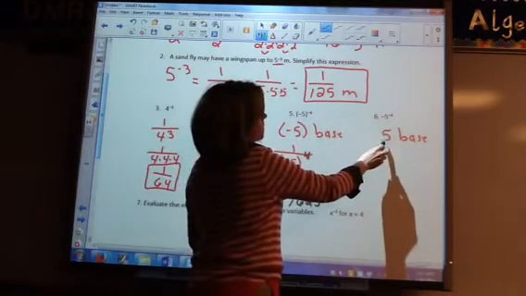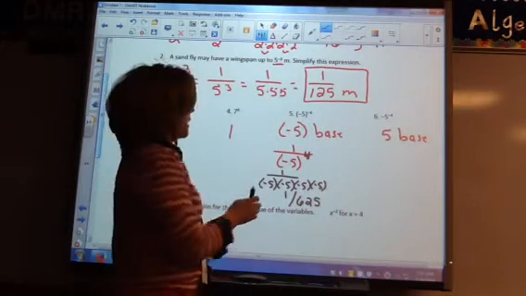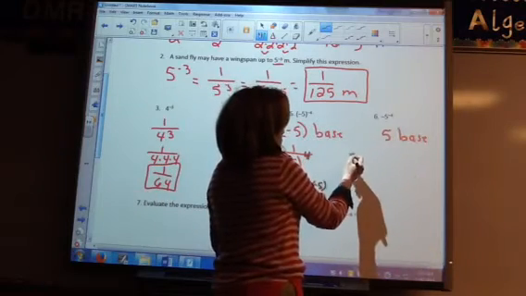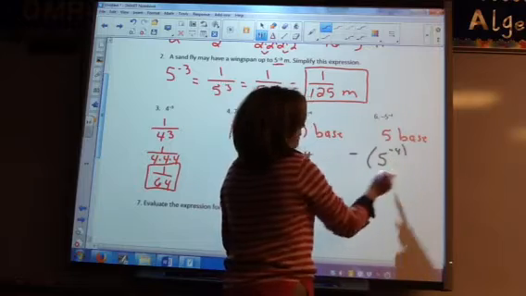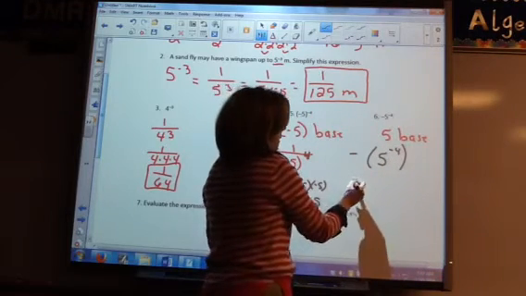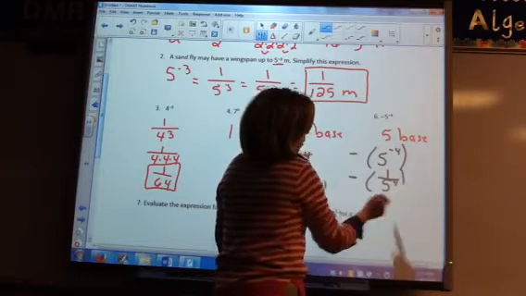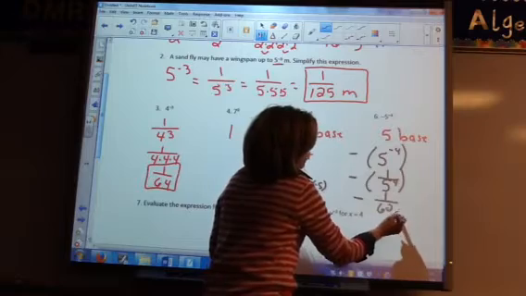On this one, your base is just 5. The negative is not part of that base. On this one, the negative is. So what this is saying is the opposite of 5 raised to the negative 4th. So the opposite of 1 over 5 to the 4th, the opposite of 1 over 625.